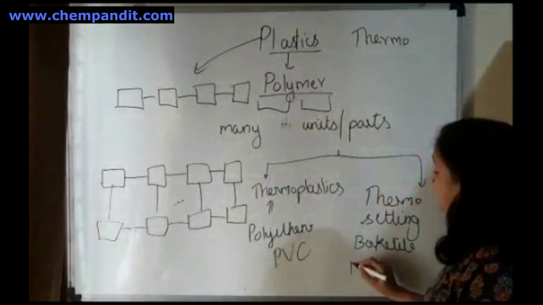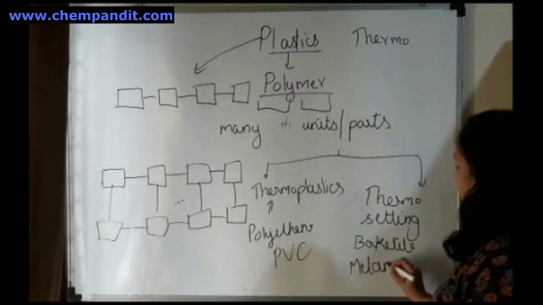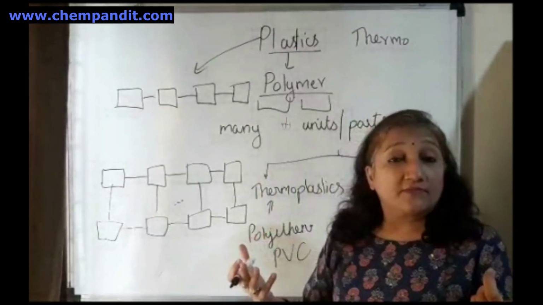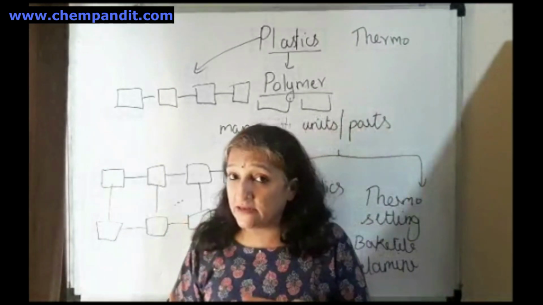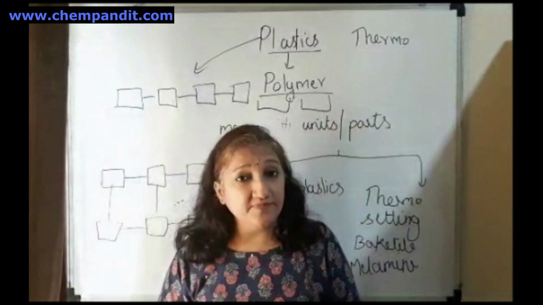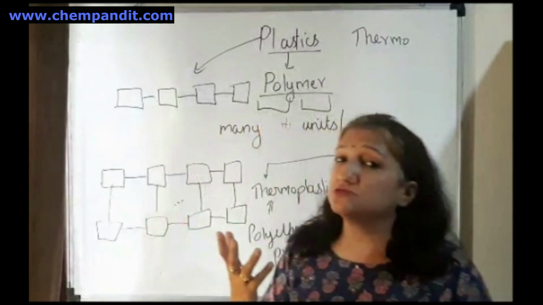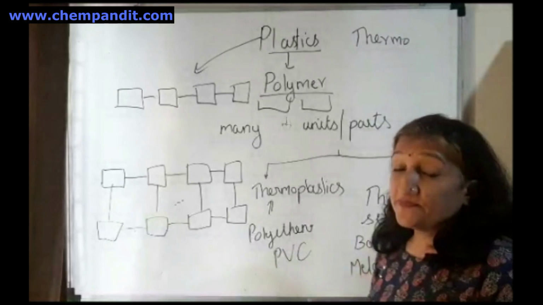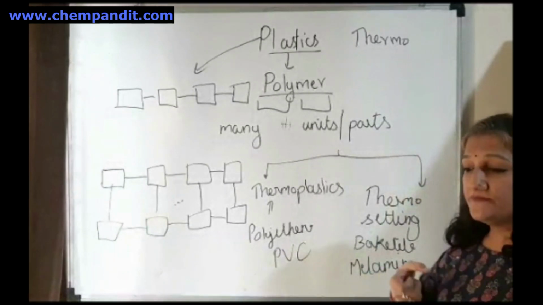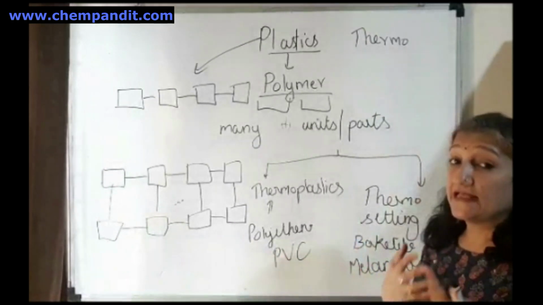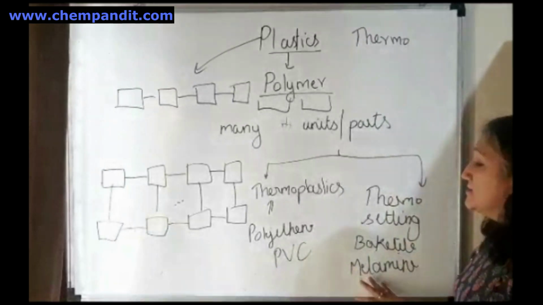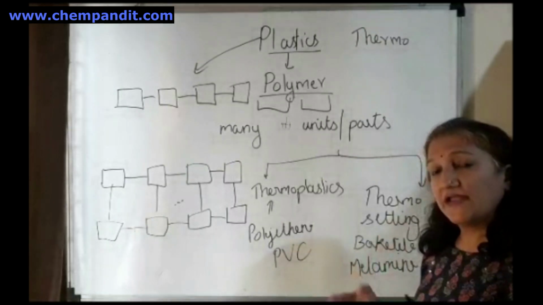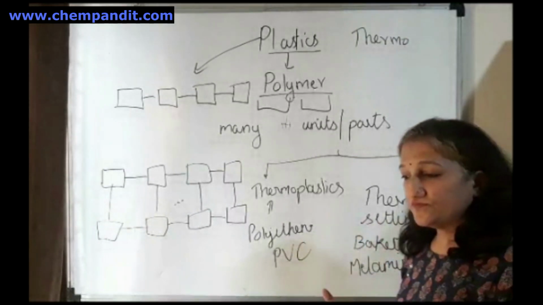One more example is melamine. Again, melamine also has superior properties. It is also heat and electricity resistant. It is corrosion resistant. Therefore, it finds huge use. It is used in kitchen articles, kitchenware. It is used for making handles of utensils like pressure cooker, etc. So likewise, thermoplastic and thermosetting plastics both find huge application everywhere.